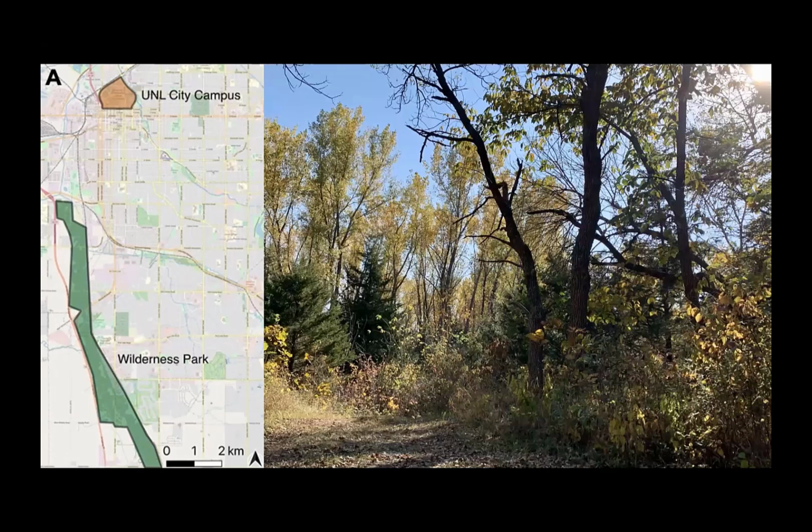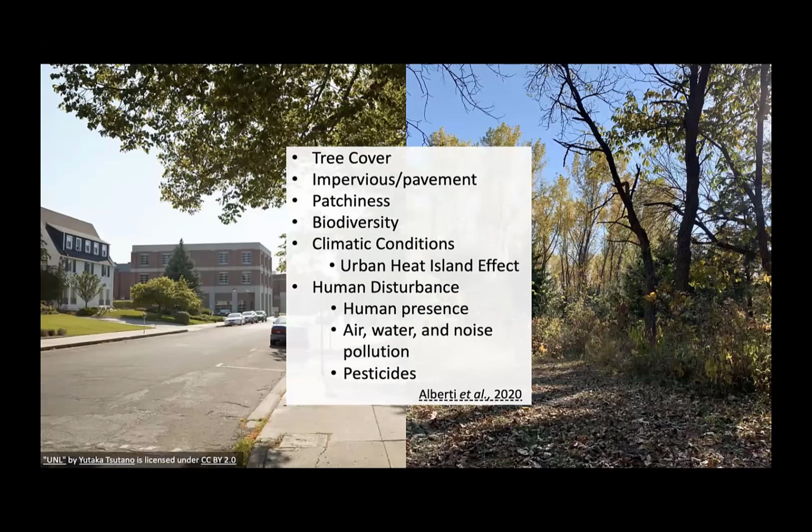And here is what Wilderness Park looks like. There's some dense deciduous tree growth, a lot of diversity in the undergrowth, and there's tons of trails that wind throughout the park that people use for walking and biking and horseback riding. And if we compare these two locations, they differ in a ton of different ways. For example, city campus has less tree cover and much more impervious cover or pavement. It's patchy, like I described with the grass patches.